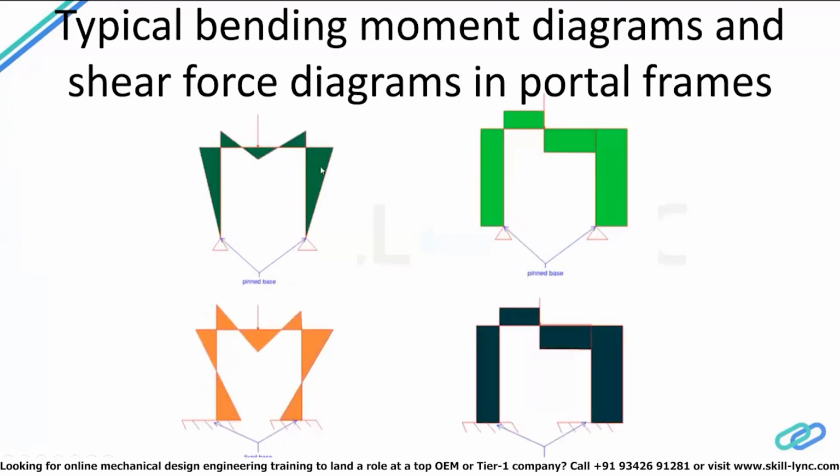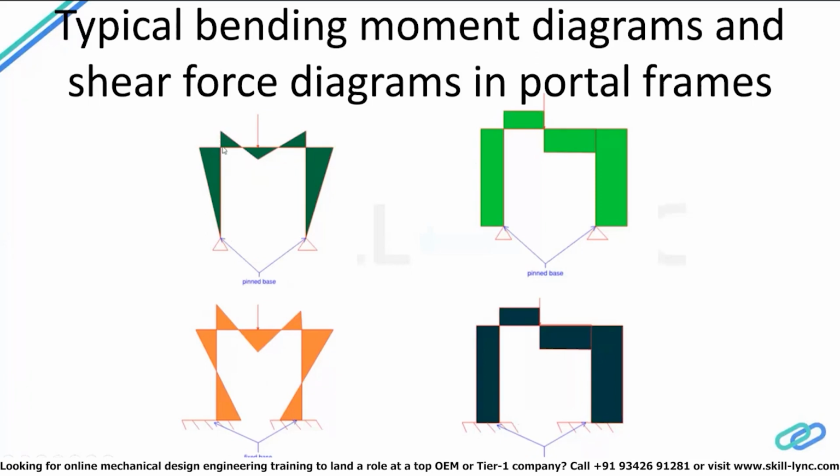Now, in addition to the lateral load, you also see those gravity loads that we talked about before. In that case, this is the bending moment diagram that we typically see for a pinned base frame, where there's a negative moment developed near the supports because there's fixity. And then you see a diagram like the one we also saw in a continuous beam.